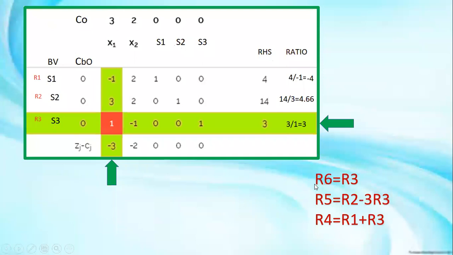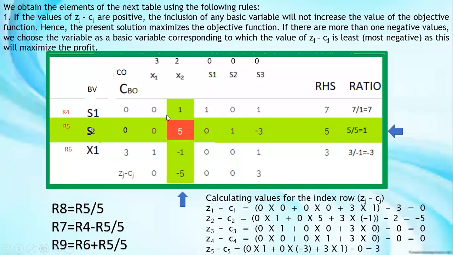How do you carry out? So your R4 will be equal to R1 plus R3, then this value will become 0. So minus 1 plus 1, it is 0. 2 minus 1 is 1. 1 minus 0, 1. 0 minus 0, 0. 0 minus 0 plus 1 is 1. So your values will be 0, 1, 1, 0, 1.